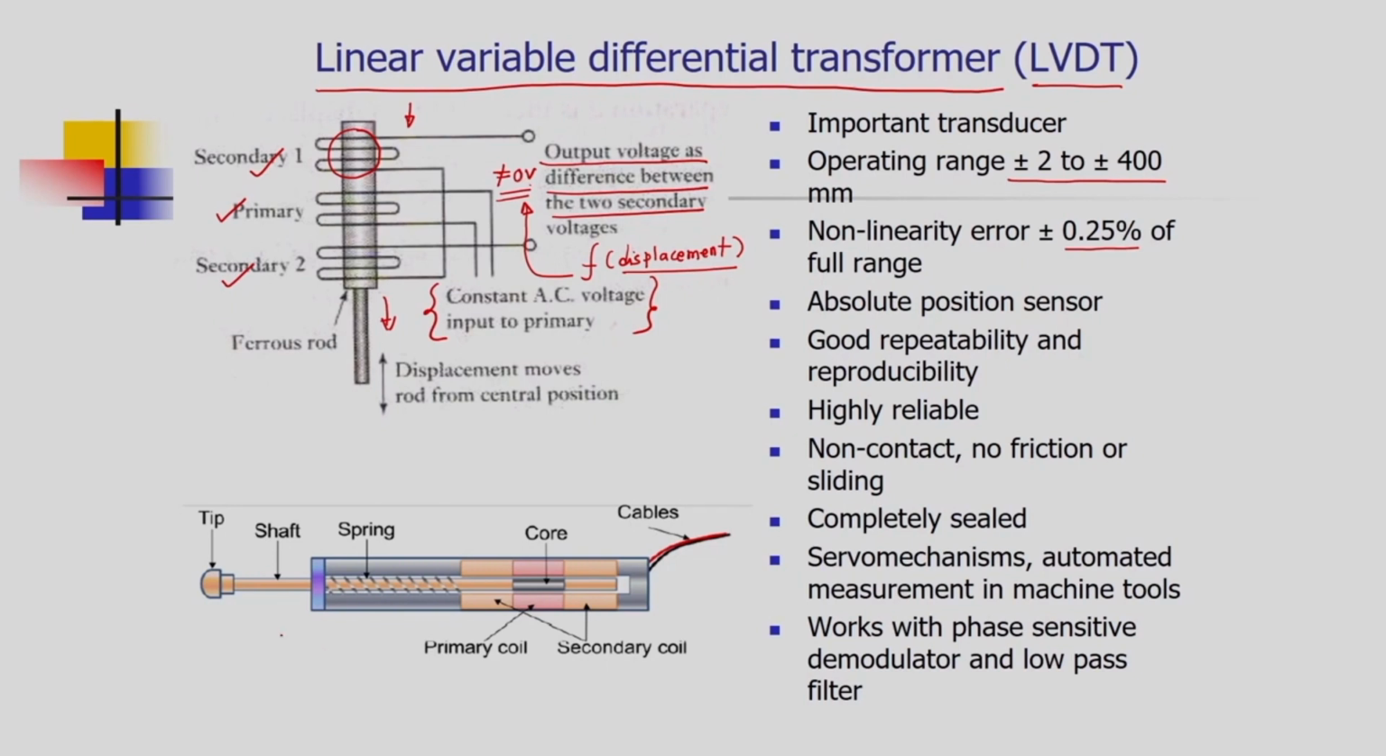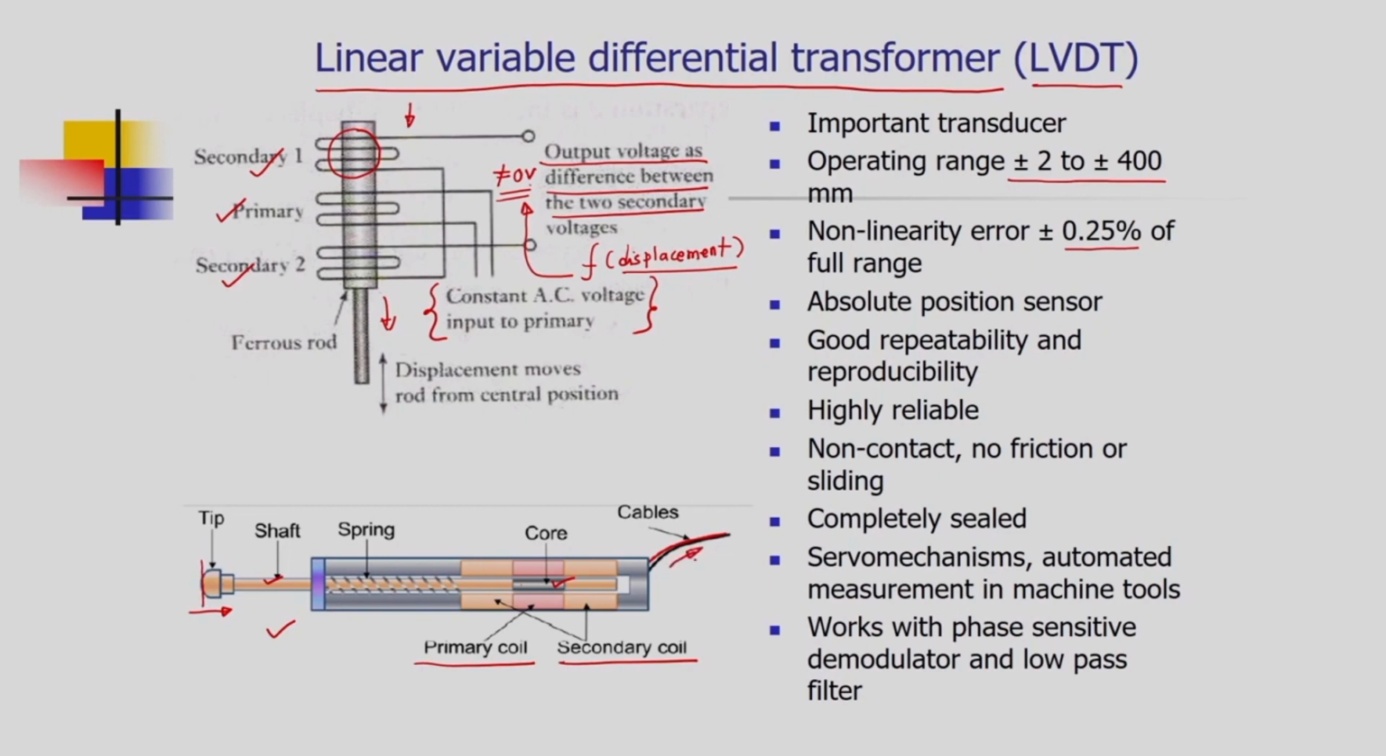A typical construction of an LVDT which is used in the industry is shown in the next figure. You can see a set of secondary coils and a primary coil. This is the core. The core is attached to a shaft and the shaft has a tip. The shaft is spring loaded so that we can measure the displacement, and after measuring the displacement of the tip, it will regain its original position. So, to go to its original position, the springs are used.